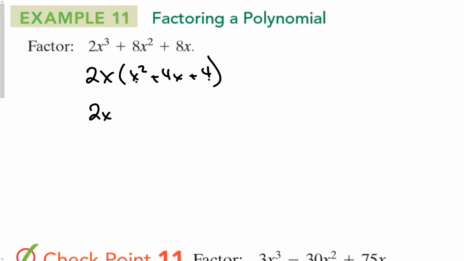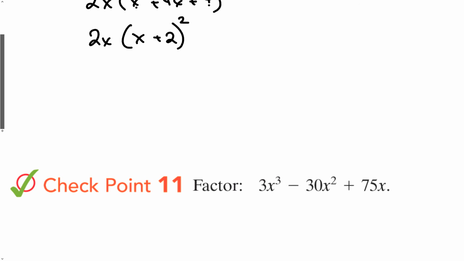Let's see if this works as a perfect square trinomial. That would be x plus 2. X times 2 is 4. So this does factor as a perfect square trinomial. So what do I do? I factor out the greatest common factor, and I factor the piece that was left over. Let's try it again.